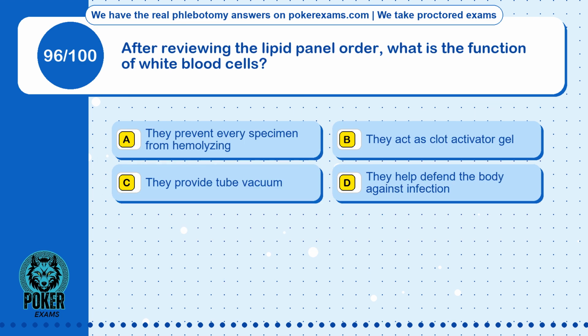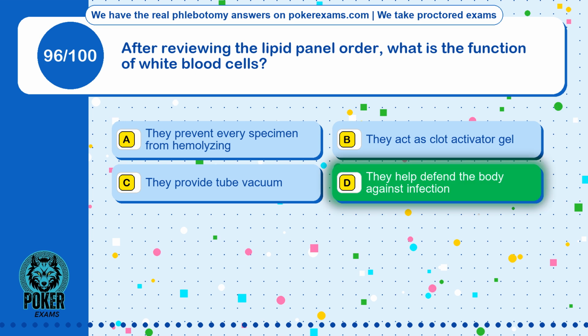Question 96. After reviewing the lipid panel order, what is the function of white blood cells? Option A. They prevent every specimen from hemolyzing. Option B. They act as clot activator gel. Option C. They provide tube vacuum. Option D. They help defend the body against infection.